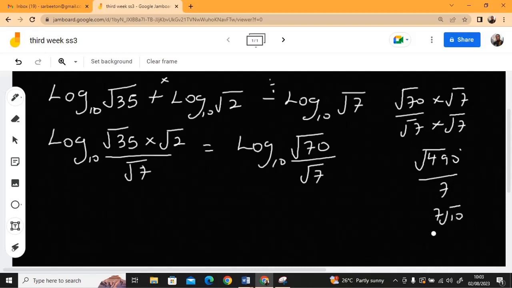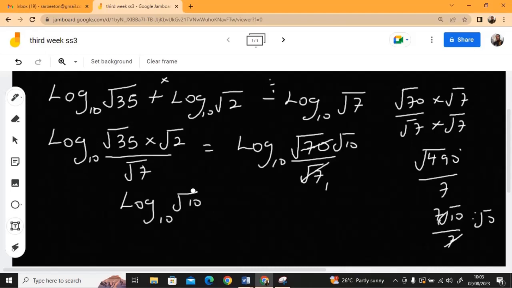All over 7, so 7 cancels 7. So your answer is root 10. If I want to go straight here, I can just say root 7 over root 7 is 1, and it is root 10. I can do it like that. So I have log 10 of root 10, right?